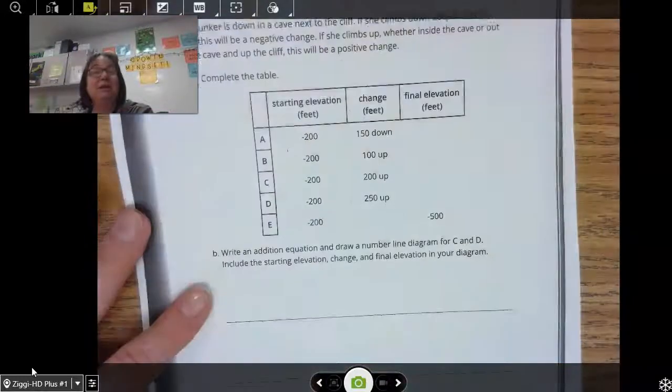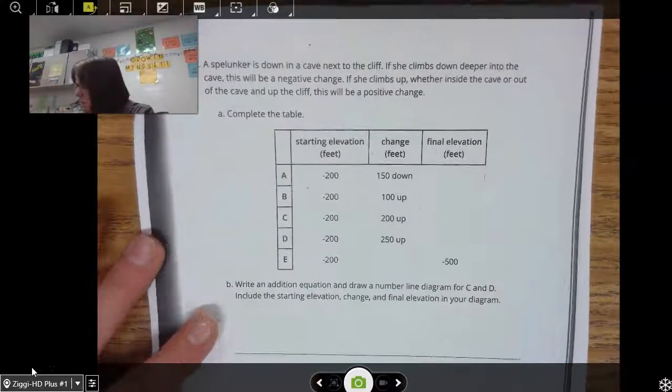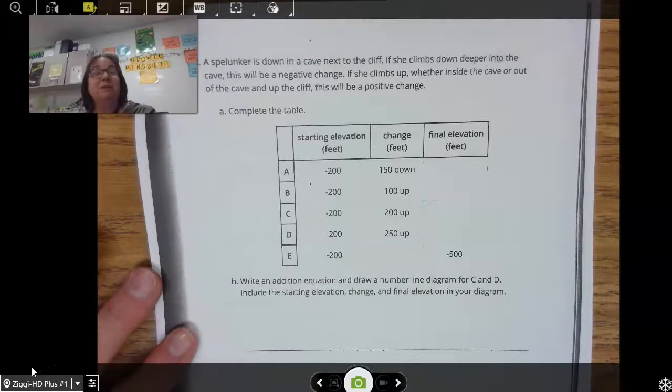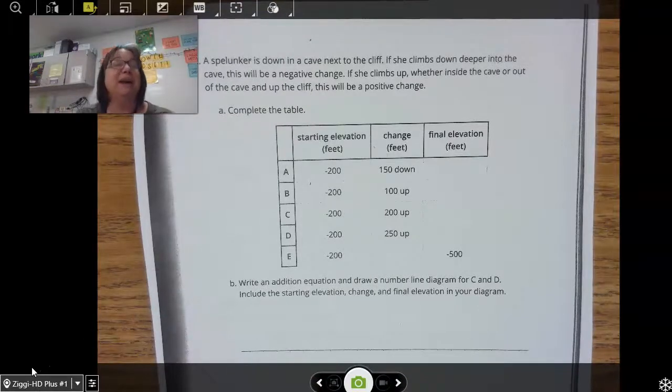Let's try another one that is very similar to this. This is on page 119. A spelunker is somebody that explores caves. That's what we call a spelunker. A spelunker is down in a cave next to the cliff. If she climbs down deeper into the cave, this is a negative change. If she climbs up, whether inside the cave or out, and up the cliff, this would be positive. So anytime she goes up, it's a positive change. If she goes down, it would be a negative.